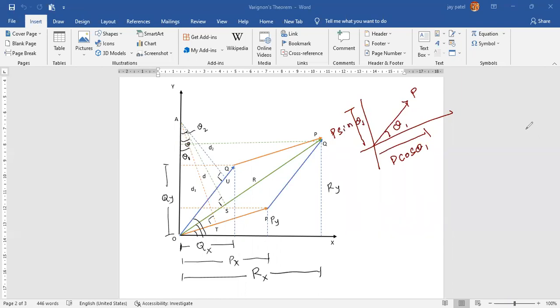Everybody with me? Yes or no? Please confirm. So can I represent P cos θ1 as Px, the x component of P force? Can I represent P sin θ1 as Py, the y component of the P force? Instead of P cos θ1 and P sin θ1, can I represent Px, Py? Yes or no? Is it okay? Just see in the sketch.